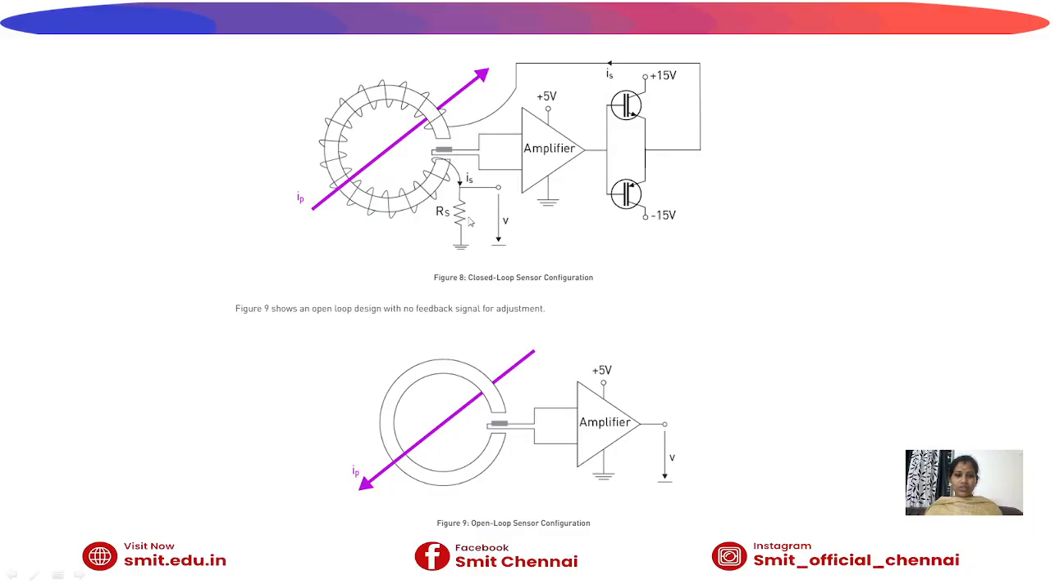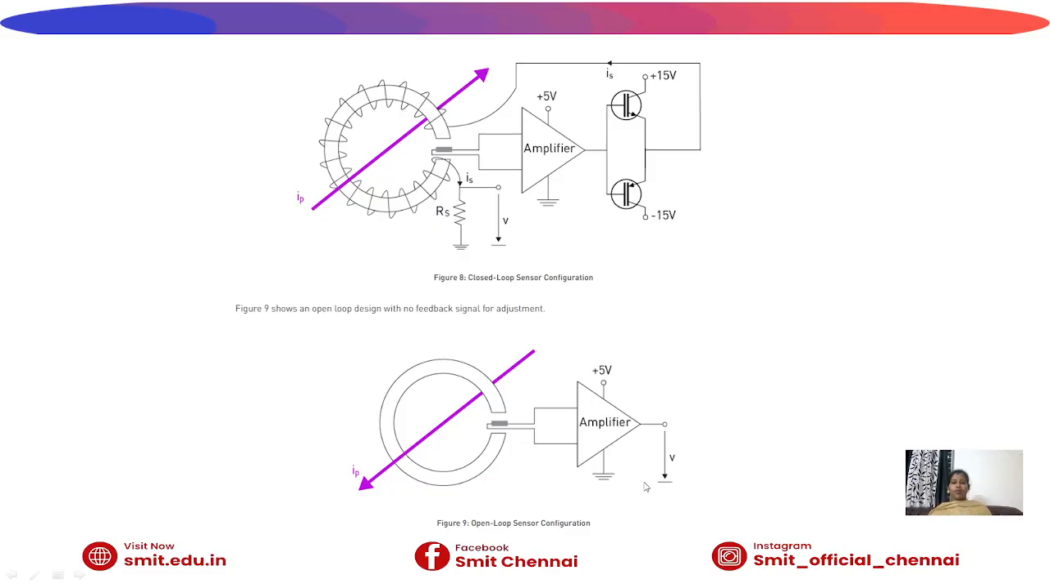In a closed loop sensor we need a feedback. What is the output, and what will have to be corrected? For that we need a feedback. Here there are two sets of resistors, maybe we can call it a CMOS, and here is the amplifier which amplifies the signal and gives it to the transistor, and again it gives it to the winding. Also some resistors are connected to measure the feedback voltage. This is the closed loop configuration.